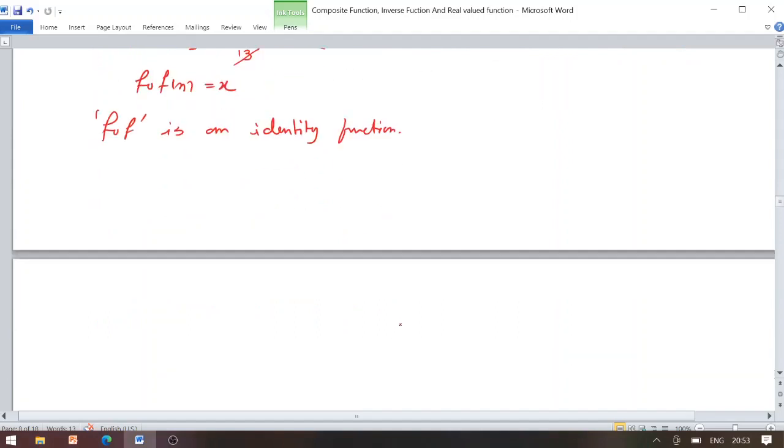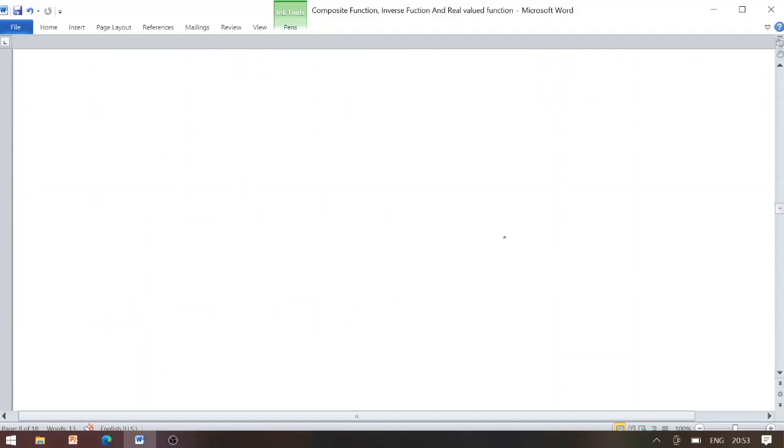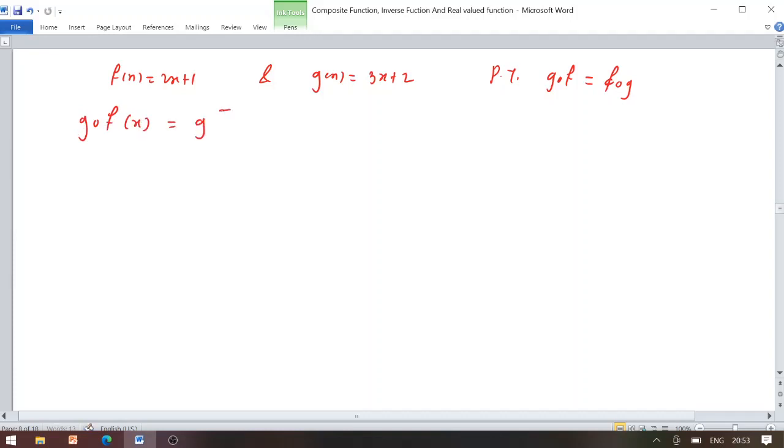Now look at the next problem carefully. We have f of x equals 2x plus 1 and another function g of x equals 3x plus 2, and we have to prove that g composition f is equal to f composition g. That means g and f, or f and g, are inverses of each other, or inverse functions of each other. So let us first find the value of g composition f of x. We can write it as g of f of x.